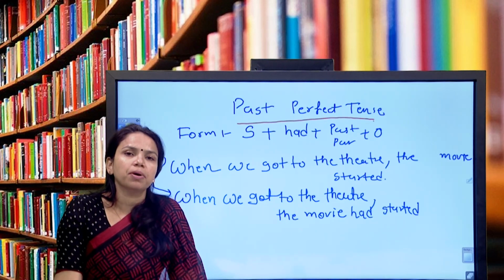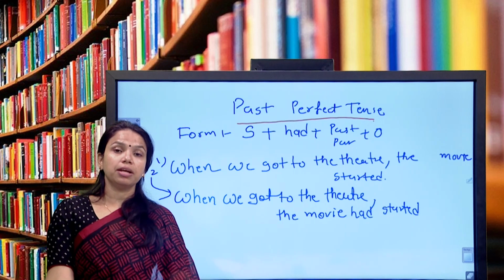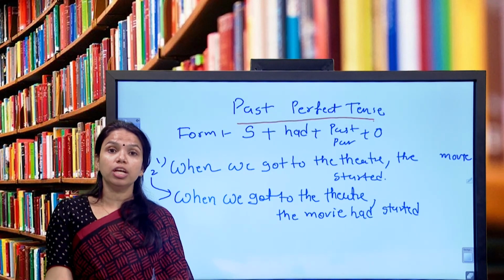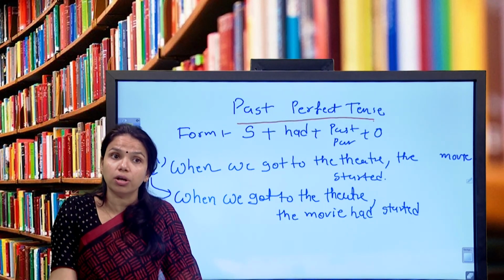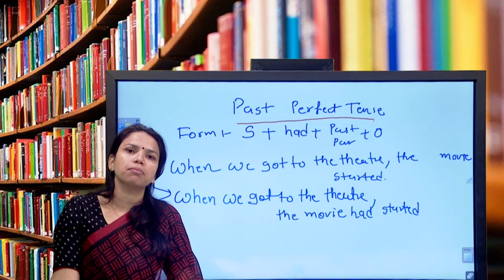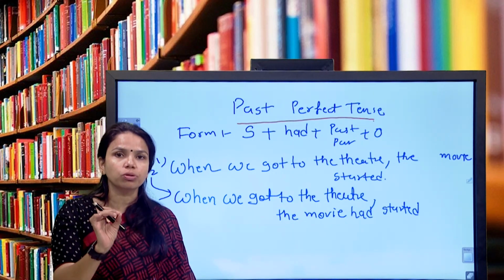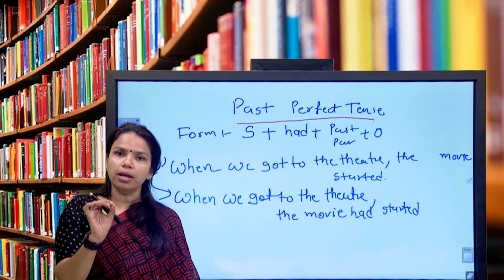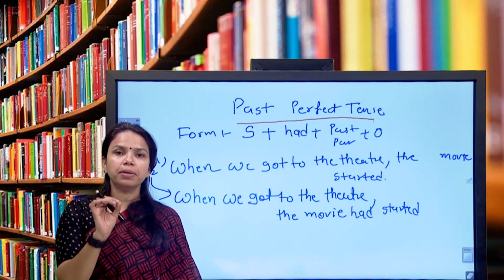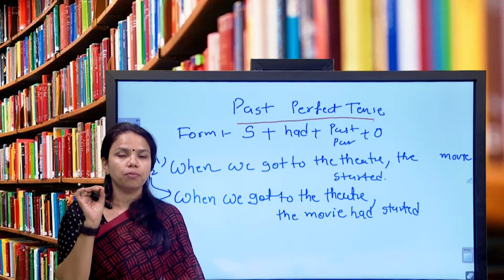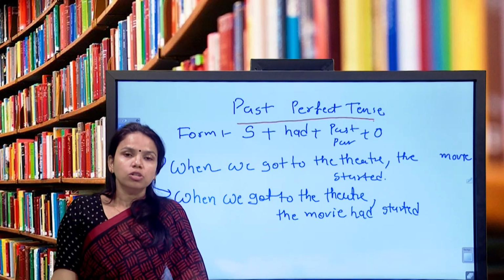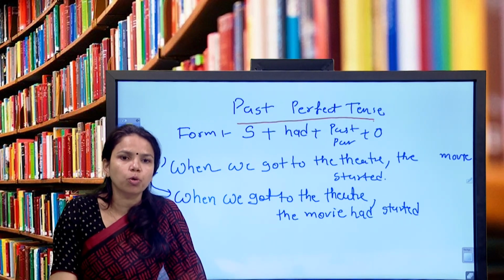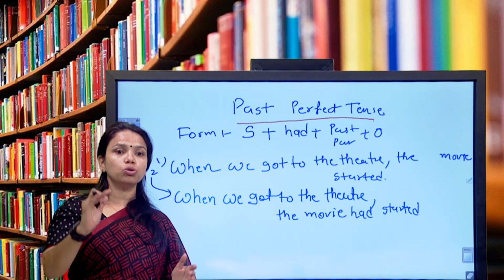But in past perfect tense, with each and every subject, whether it is I, we, you, he, she, it or they, you have to use had. And the past participle means the V3 form of the verb. So here I have written two sentences; you will get a better idea when you read them.